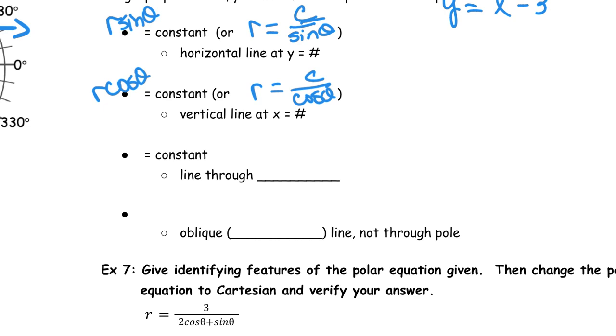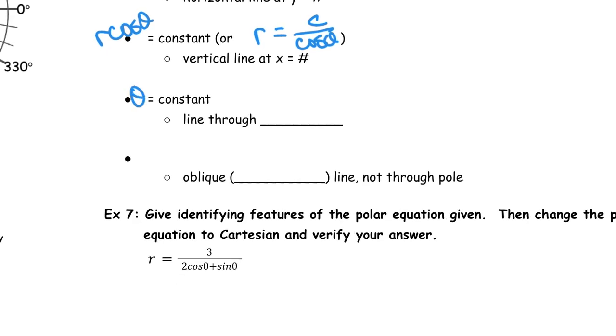The next one's the easiest one. Theta equals some value. This one's great. It's just a line through the pole, which means this is going to be y equals mx. So this is just y equals mx, while these up here are y equals mx plus b. No, ignore that last thing I said. This one is y equals mx plus b.